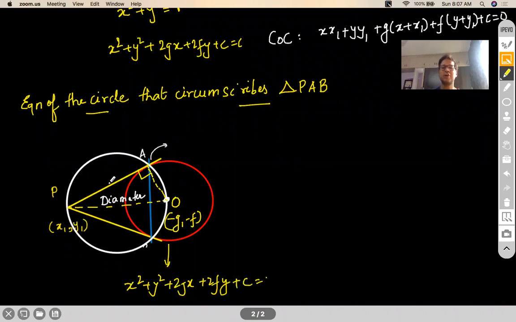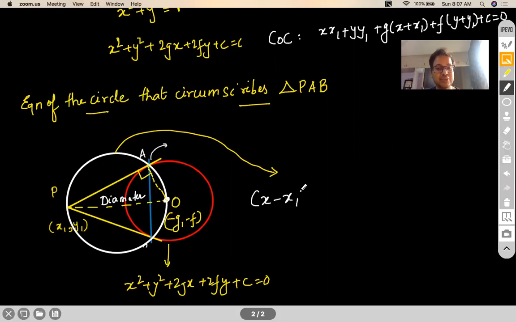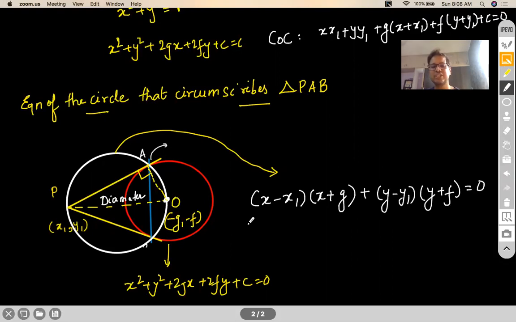Then the equation of this particular white circle would be nothing but the diametrical form, where you know the diametrically opposite ends. So what is the diametrical form of any circle? (x - x1)(x - x2) + (y - y1)(y - y2) = 0. Now remember, x2 will become -g, so x - x2 will become x + g, and y - y2 becomes y + f. So (x - x1)(x + g) + (y - y1)(y + f) = 0 becomes your equation of the circumscribing circle.